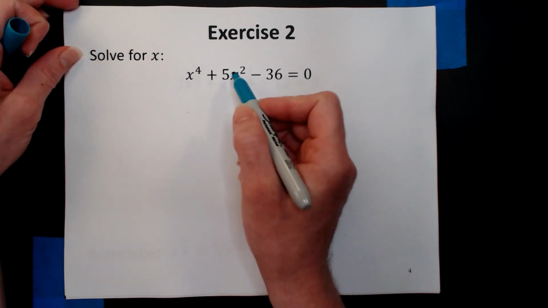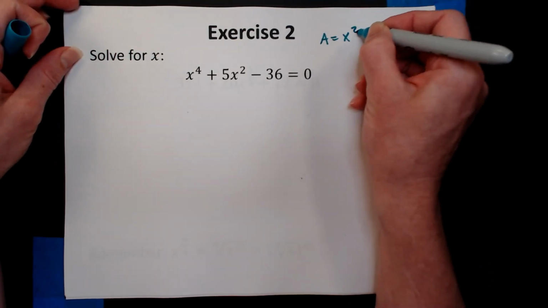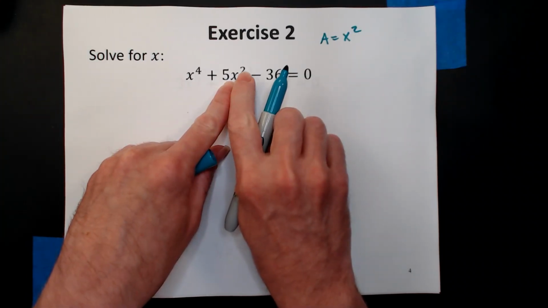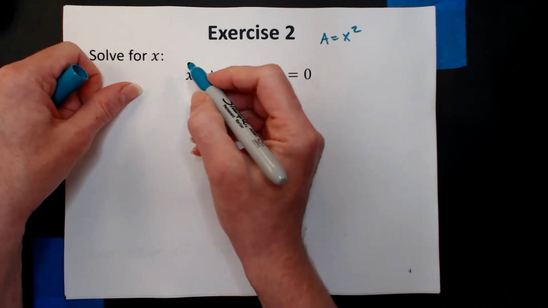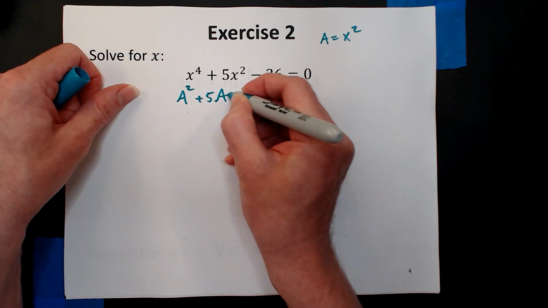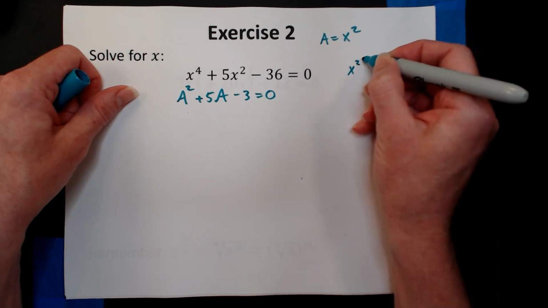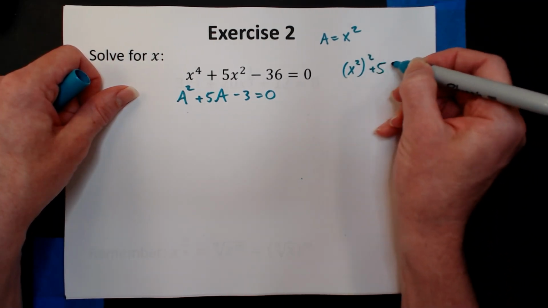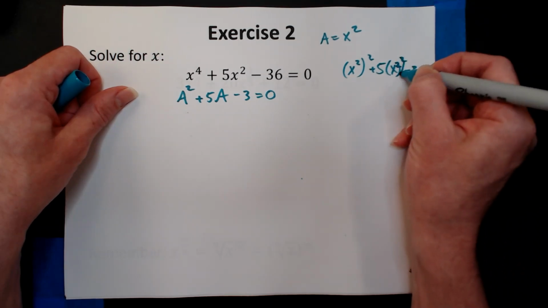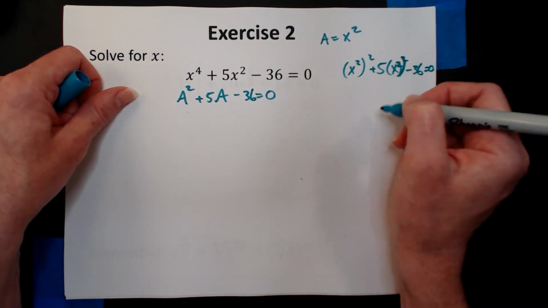All right, so here we have solve for x again. The easiest thing to do here is let our a be x squared, because you look at the middle term and that's going to tell you what you need to be a here. And so we're going to get a squared plus 5a minus 36. Now I know some students will skip this step and they'll just write x squared, squared, plus 5 x squared minus 36 equals 0, and they'll just work it out that way. Either way is fine.